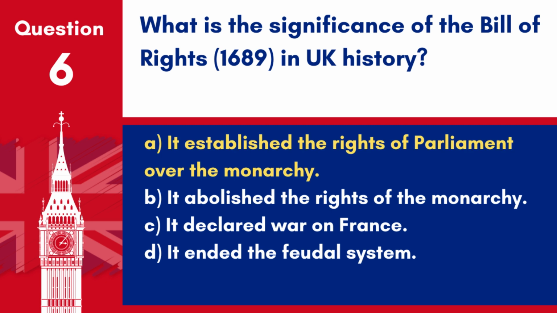Answer. A. It established the rights of Parliament over the monarchy. The Bill of Rights 1689 is a landmark act that set out certain basic civil rights and clarified who would be next to inherit the crown.